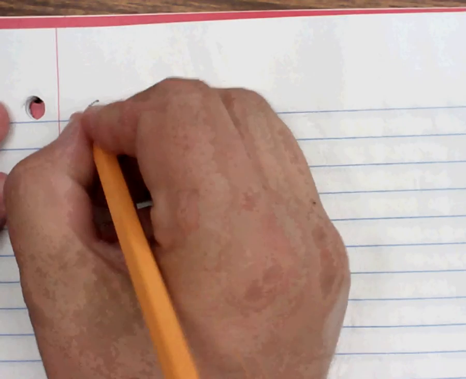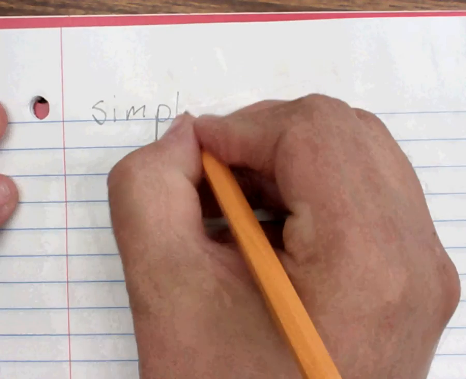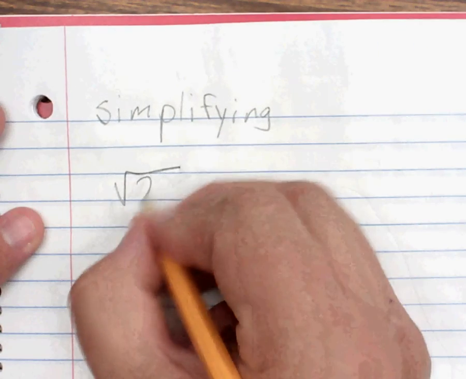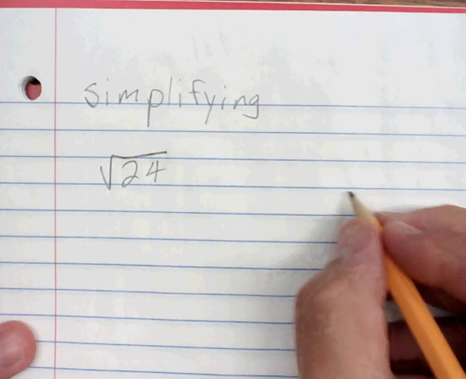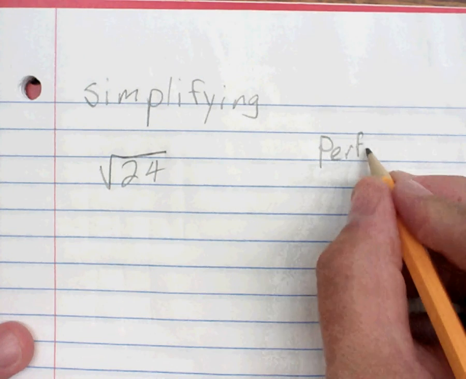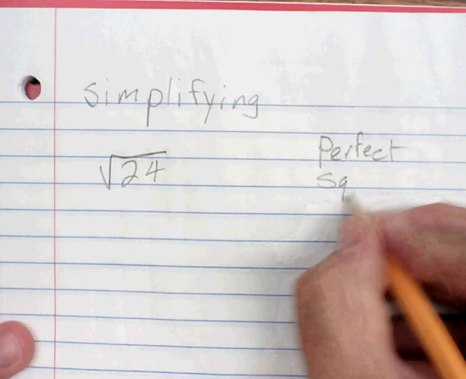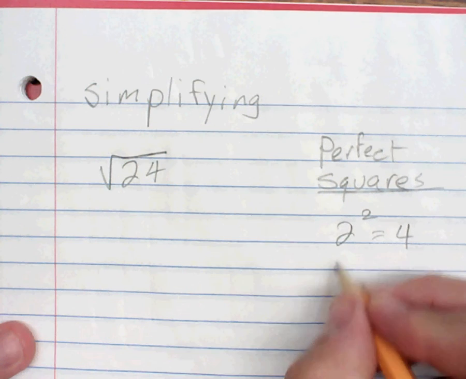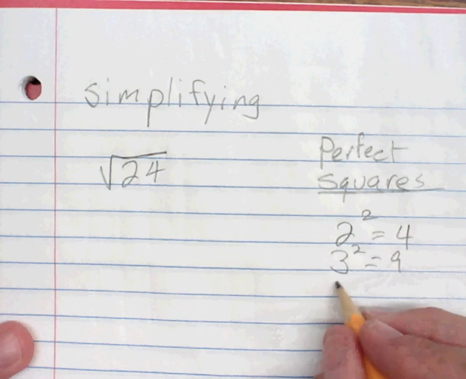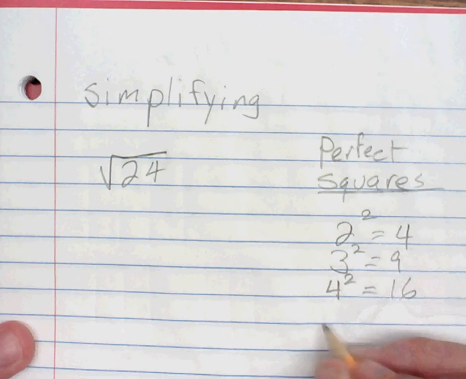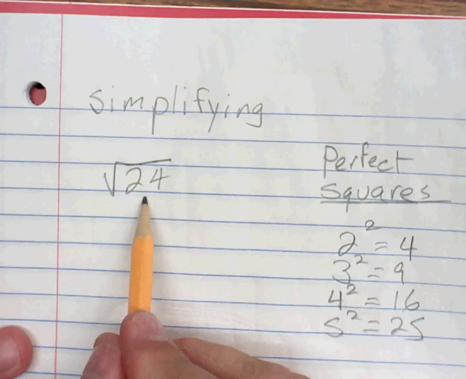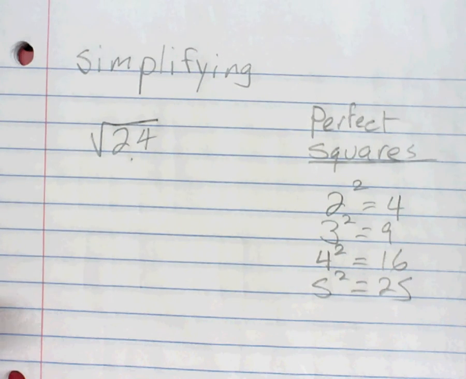Going to say that I'm simplifying, and I'm going to say the square root of 24. Again, I'm going to think of the perfect squares. Two squared is equal to 4, 3 squared is equal to 9, 4 squared is equal to 16, 5 squared is equal to 25. What number goes into 24?